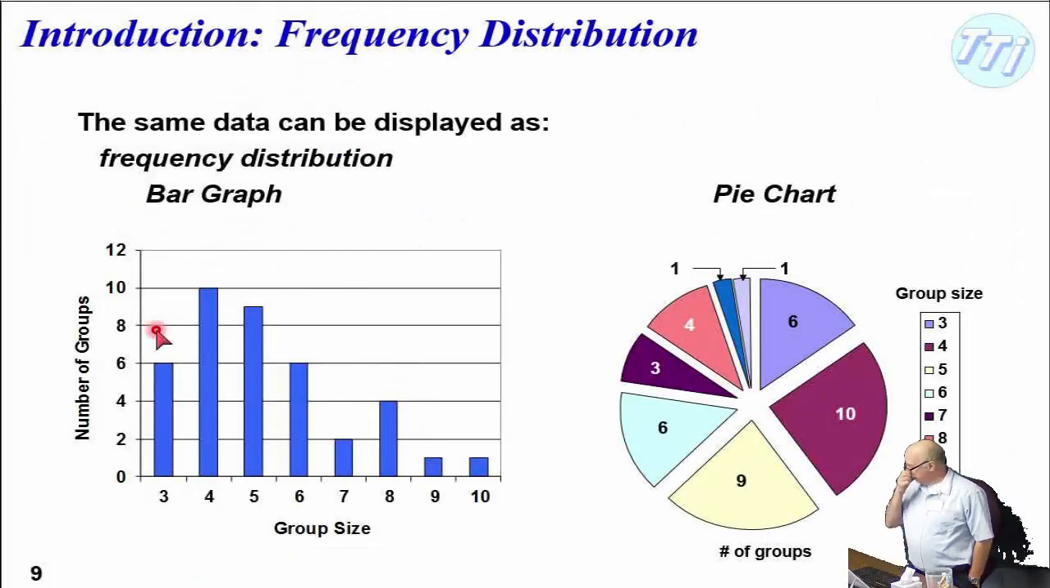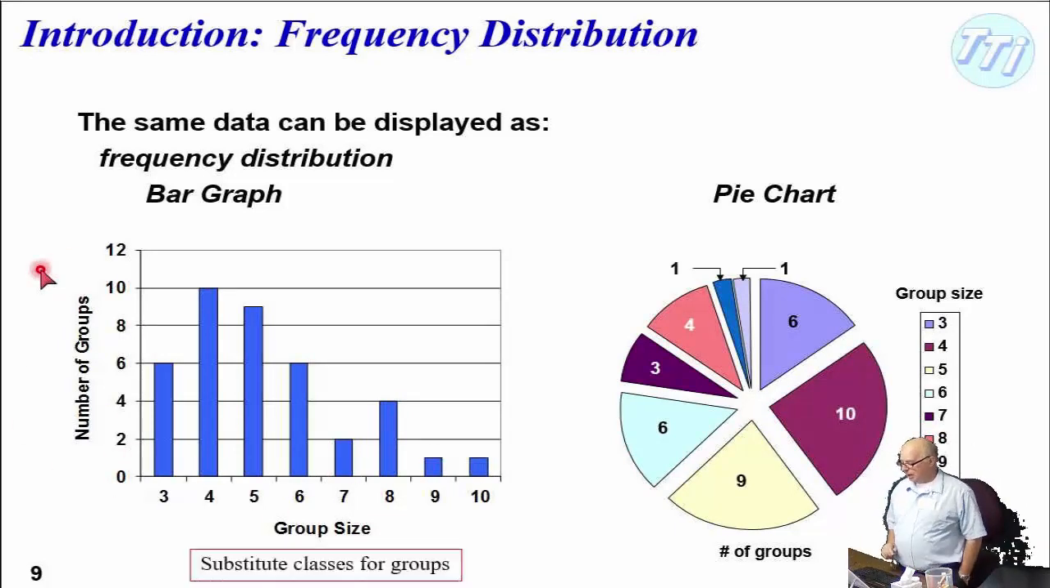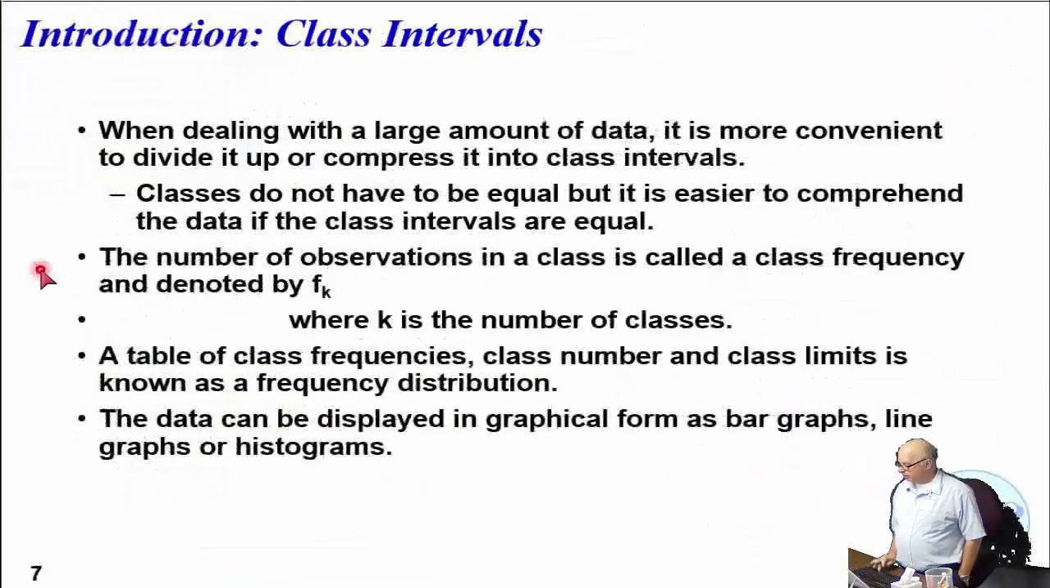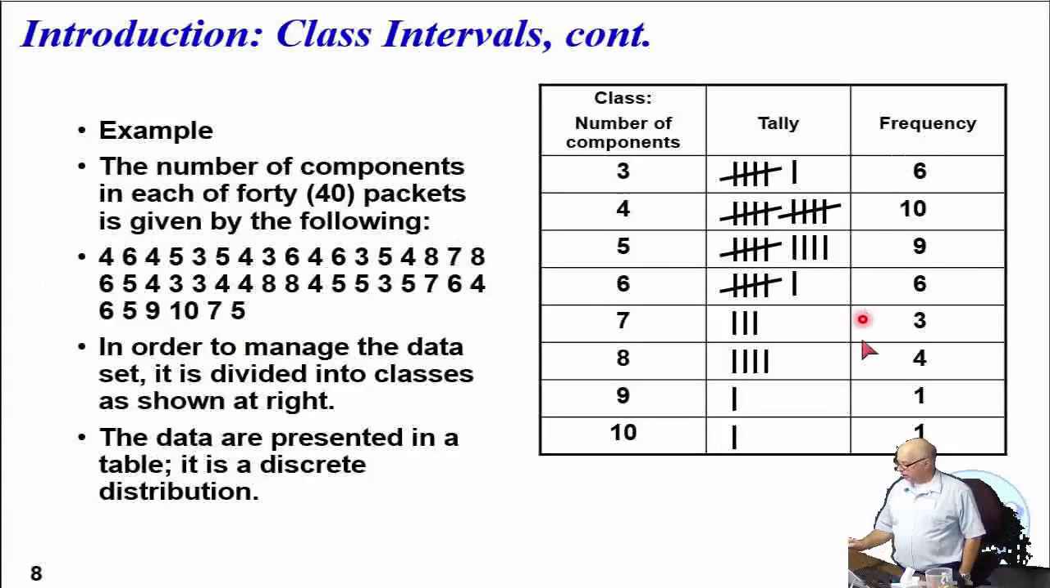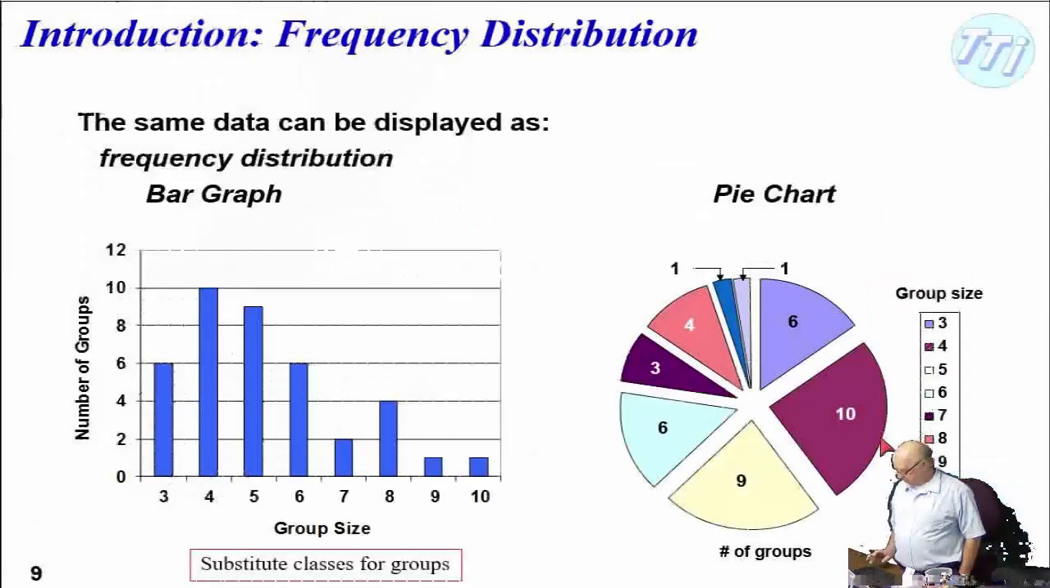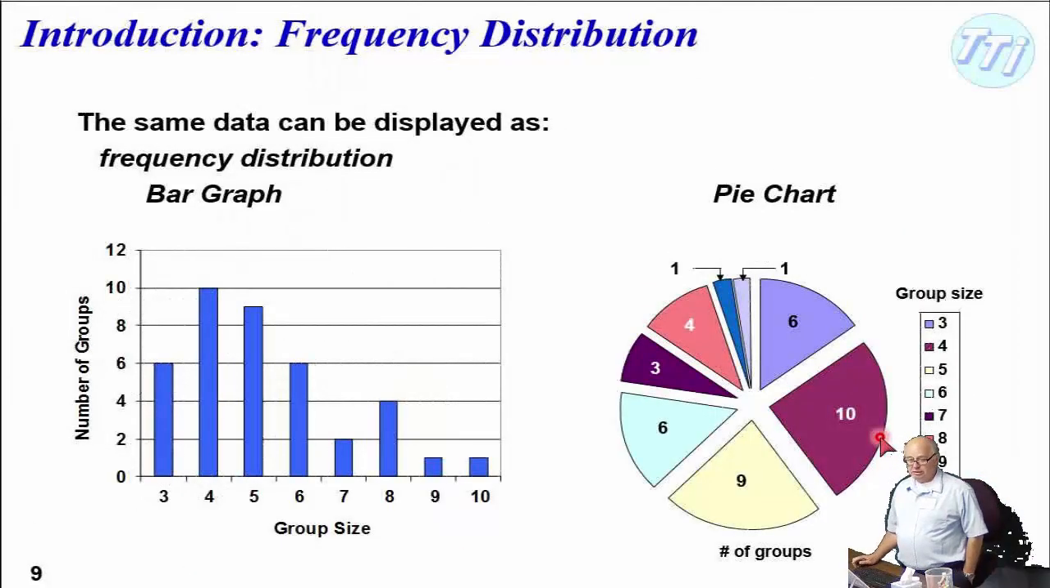So there's a graph on the left. Bar chart, histogram, line chart, whatever you want to call it. Across the bottom, how many packets of the size, the number in each group. And that is exactly the same information as here, but now we're seeing it graphically. Which one's easier to see? The graph. We like pictures, don't we?